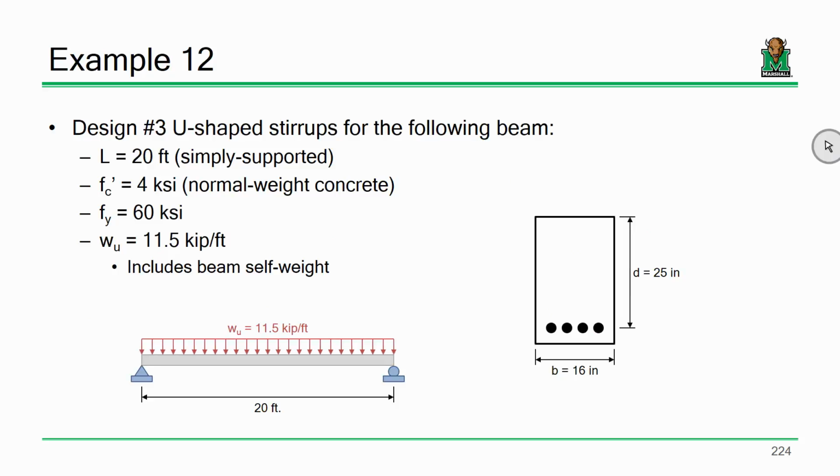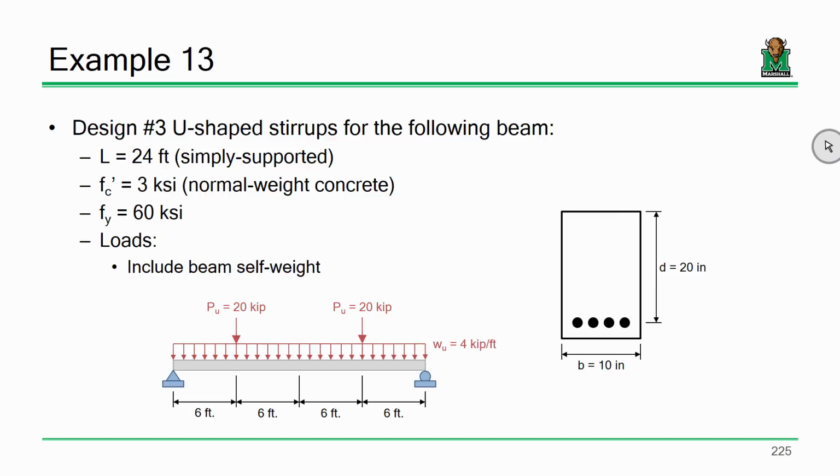Now here's example 12 that we did, and this was a uniformly distributed load. The shear design is pretty straightforward from an analysis standpoint because it's about the simplest shear diagram that we construct. This one, not so much. Now we have a beam where there's a little more going on. We have a distributed load of 4 kips per foot that includes the self-weight, but we also have point loads of 20 kips acting at quarter points along the span.